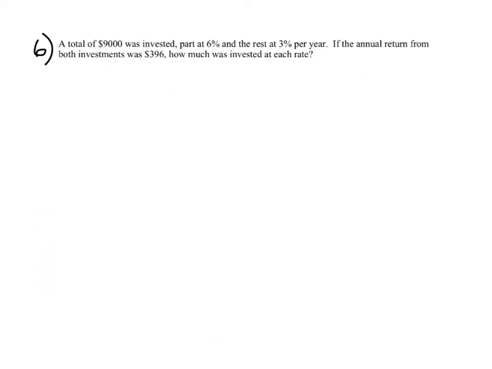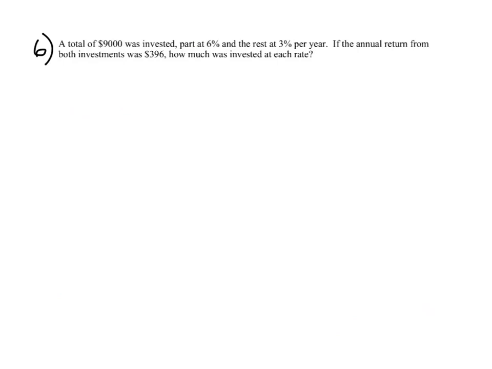All right. A total of $9,000 was invested, part at 6% and part at 3%. If the annual return from both investments was $396, how much was invested at each rate? Copy it down, please, or at least take notes from the problem, and try it yourself. Use the other problem as an example. I'm going to pause it, write it out, and solve it for you so that you can see it when you're done. Okay, now pause it and try it yourself.